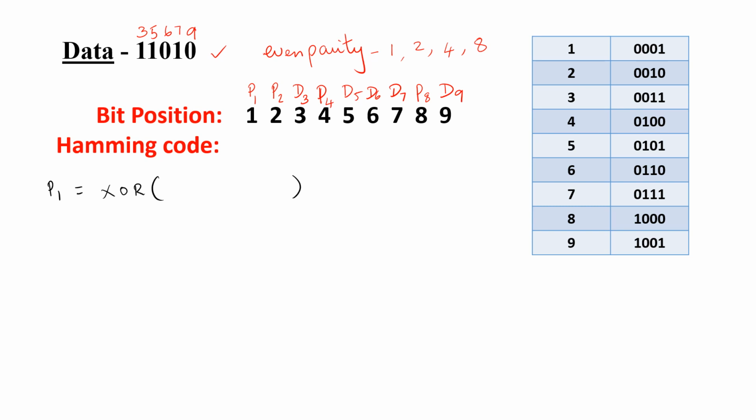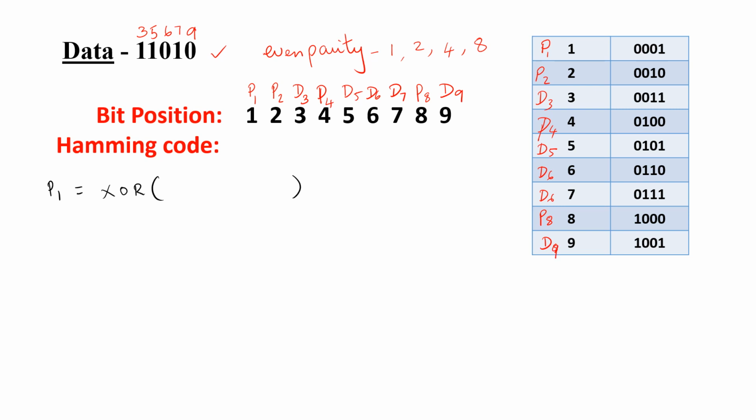So here the 9 bit positions, that is 1 to 9, I have written, and the equivalent binary bits are also written in the table. In this, the first position is for parity and the second also parity, third is for data, fourth is parity, fifth is data, sixth and seventh are also data, eighth is parity, ninth is data.